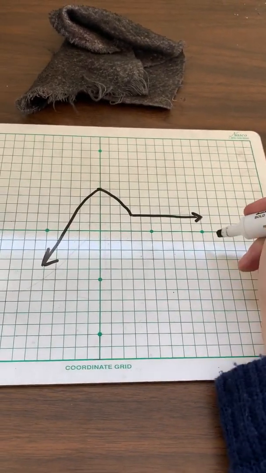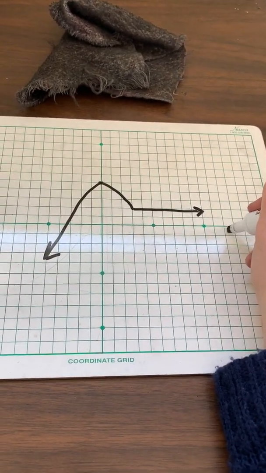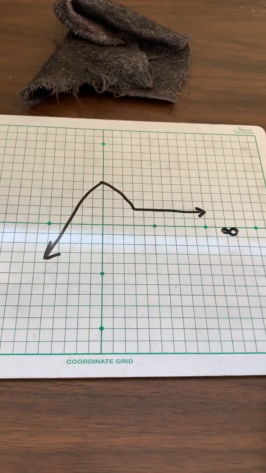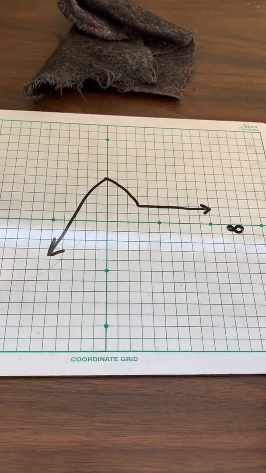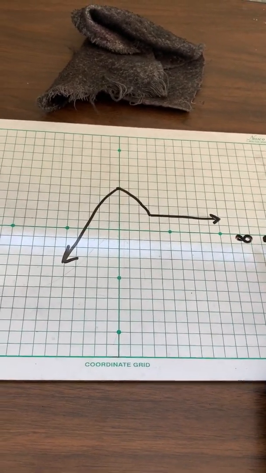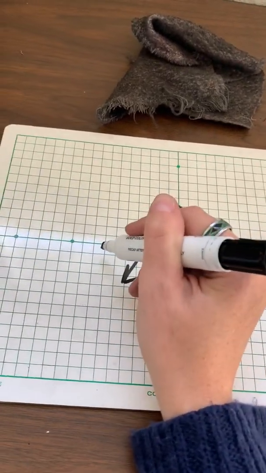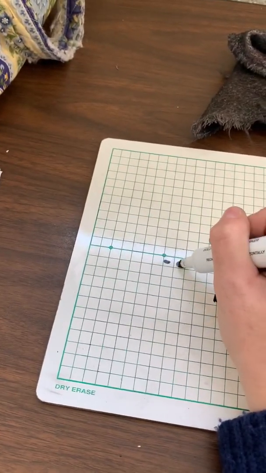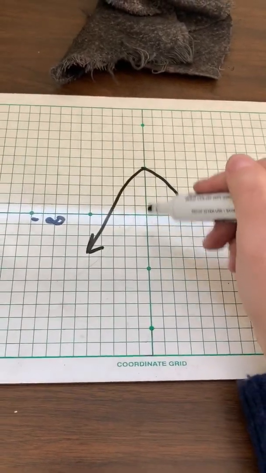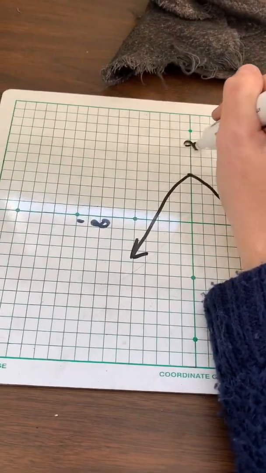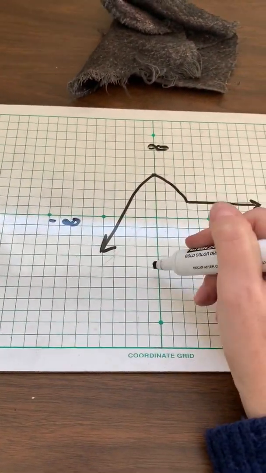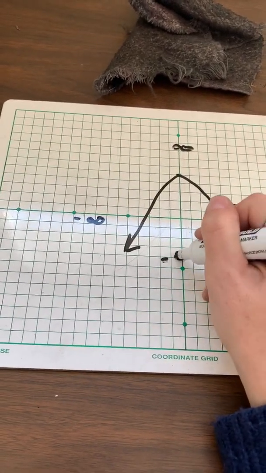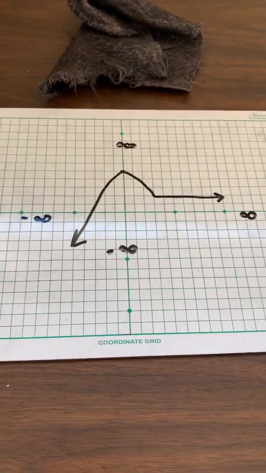And what does forever mean? That means you're going to have to use infinity in your answers this time. If you go to the right forever, you would use positive infinity. If you go to the left forever, you would use negative infinity. If you go up forever, you would use positive infinity again. If you go down forever, you would use negative infinity.